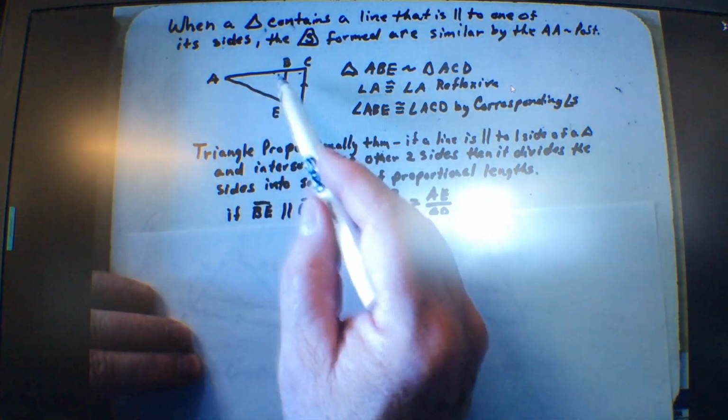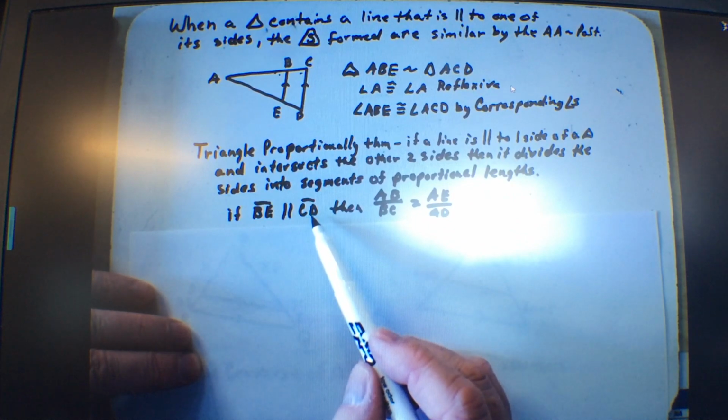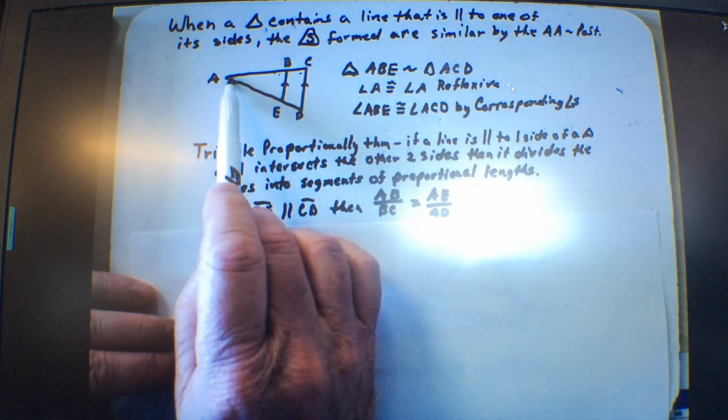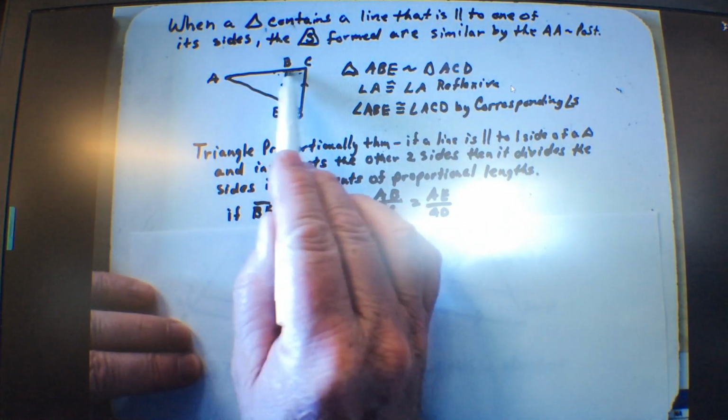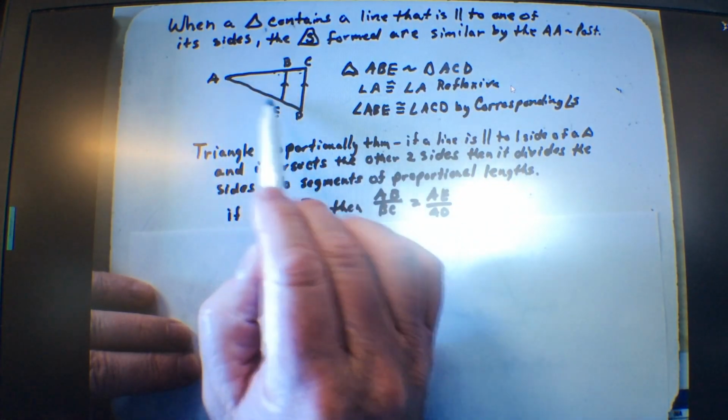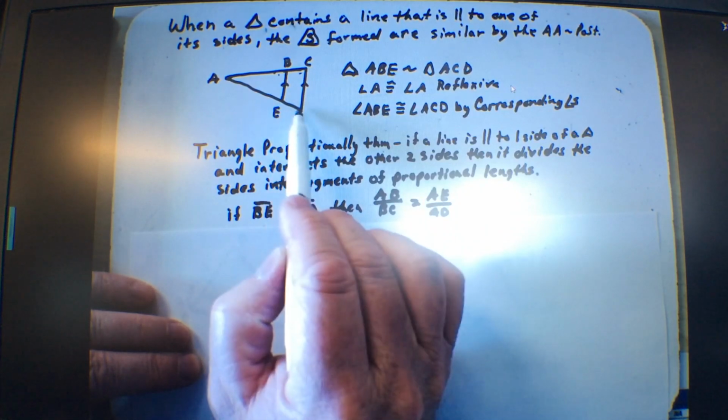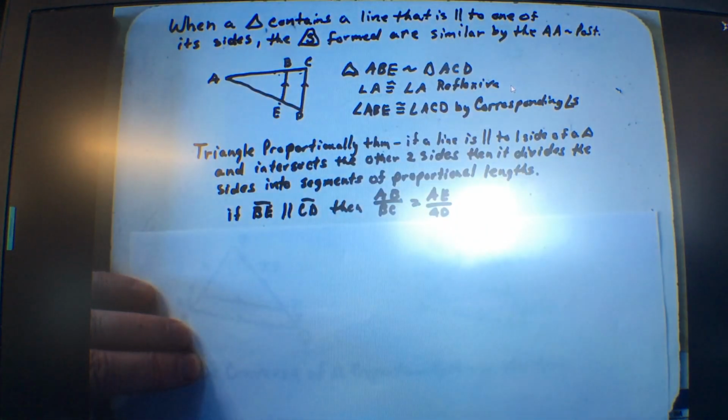So if BE is parallel to CD, then AB, this length here, over this little tiny length here, is equal to this length here over this little tiny length. So AB over BC equals AE over AD.